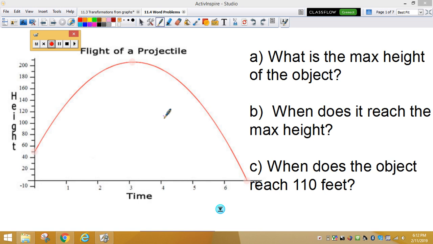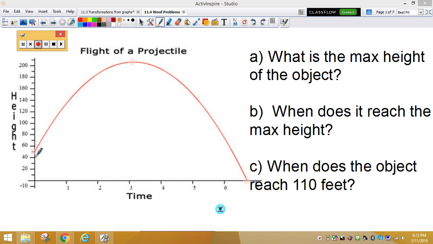So this is more quadratics, but they're word problems. And don't get freaked out by that, because a lot of them are just real world graphs that we're just going to analyze. So let's look at this first graph. It's going to be pretty easy. What is the maximum height that the object reached?